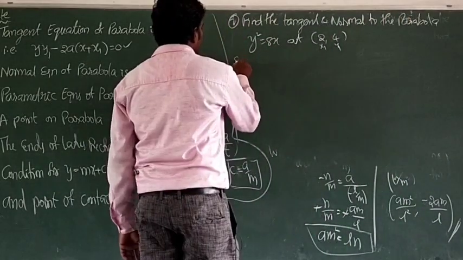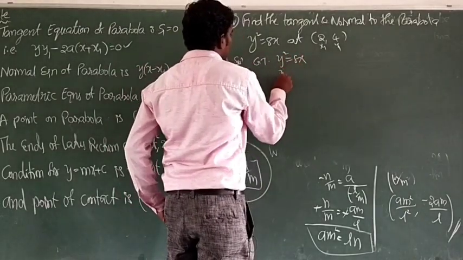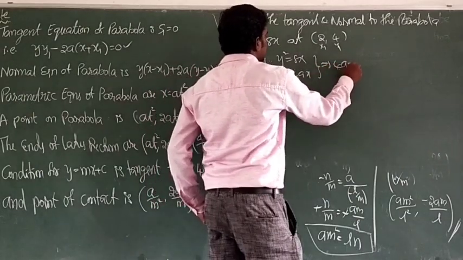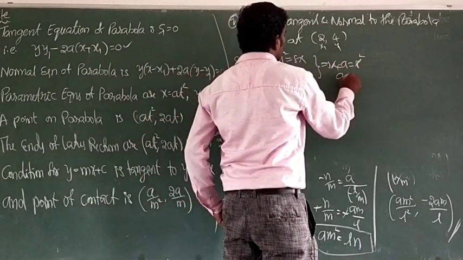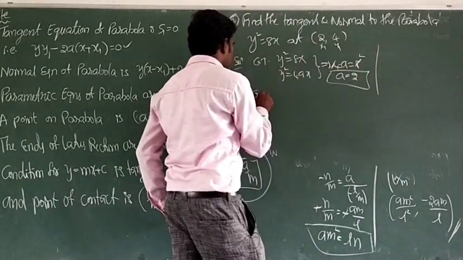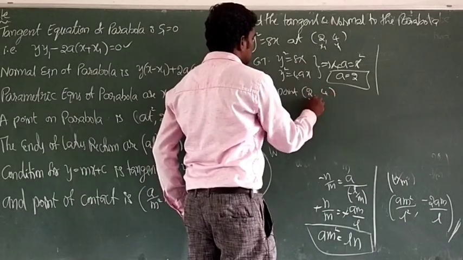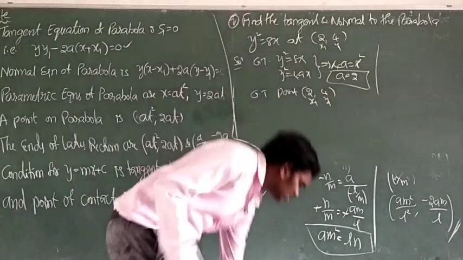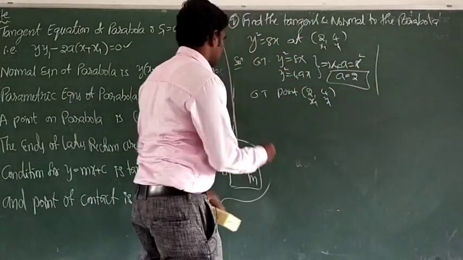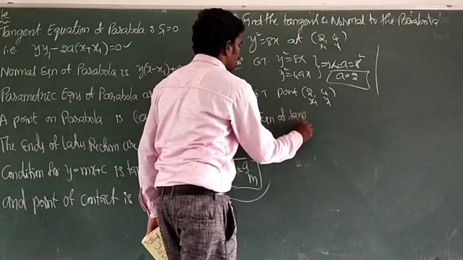Solution. Given that y square equal to 8x, comparing with y square equal to 4ax, from these two equations we can write 4a is 8, so a equal to 2. And the point is given, 2 comma 4, that is x1 is 2, y1 is 4. Two equations are asked, one is the tangent equation. First one, the equation of tangent is what?